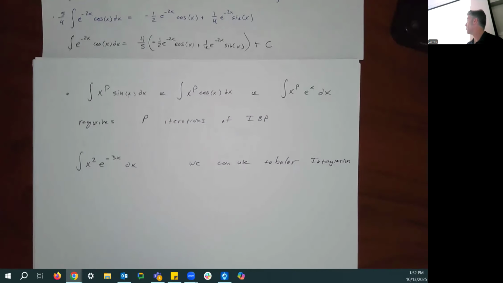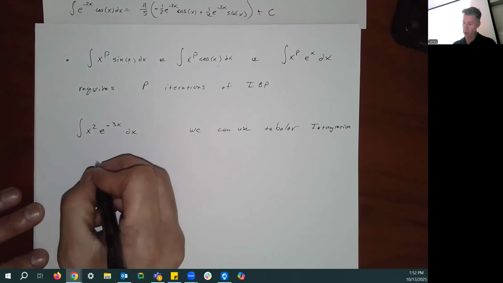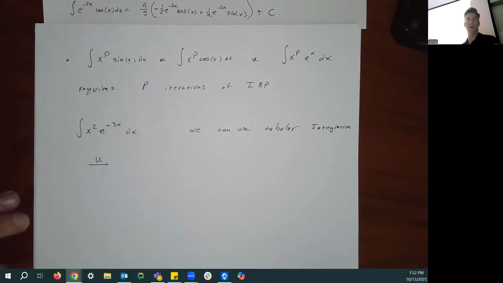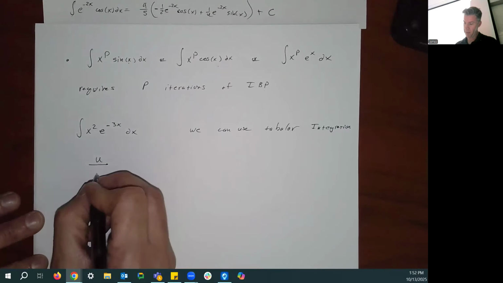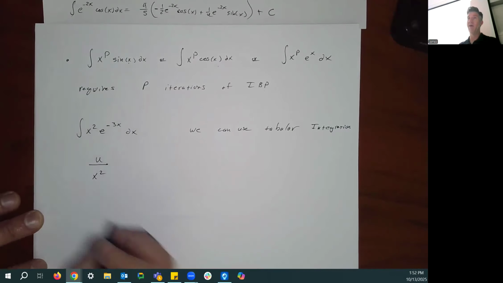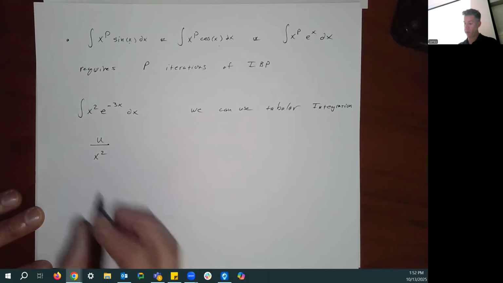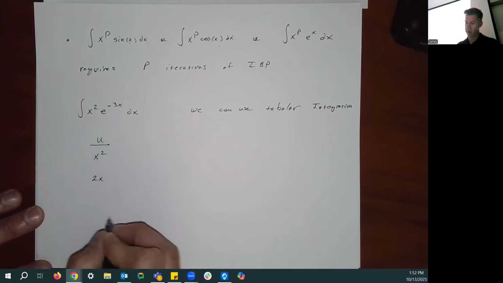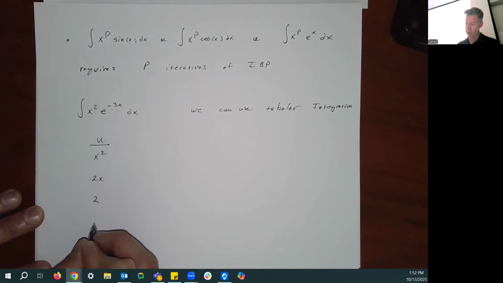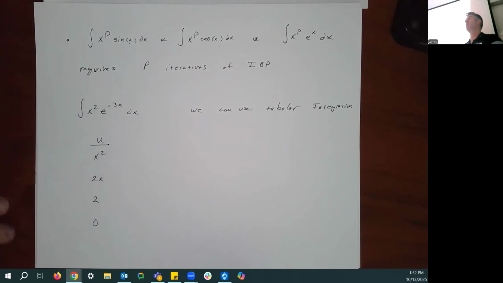So here's the deal. We're going to pick u equal to the usual choice here, which would be x squared. And then we're going to write all the derivatives of u until you get to 0. Derivative of x squared is 2x. Derivative of 2x is 2. Derivative of 2 is 0. By the way, this is why this only really works if you have x to a positive integer power, because eventually, the derivative will be 0 after you do the derivative enough times.